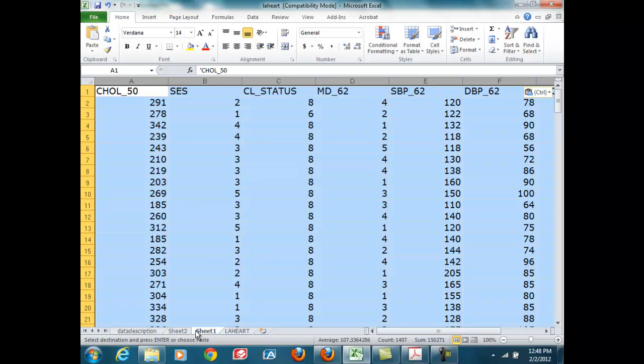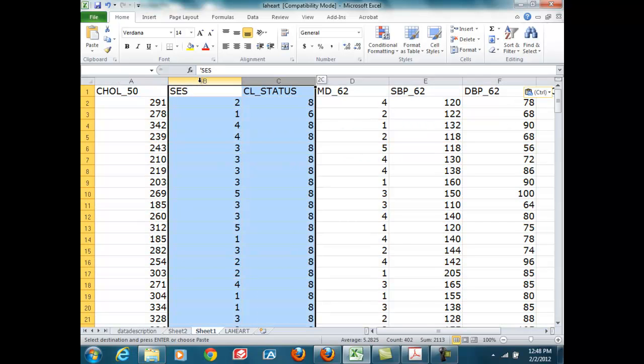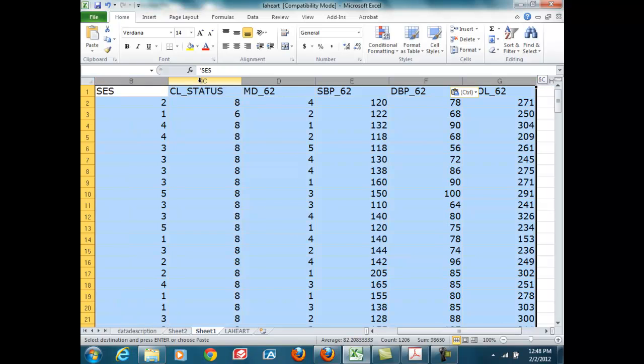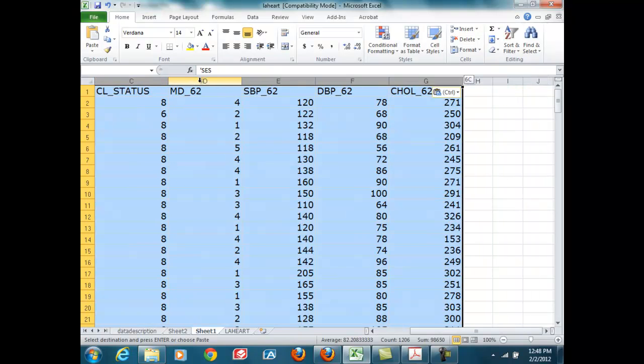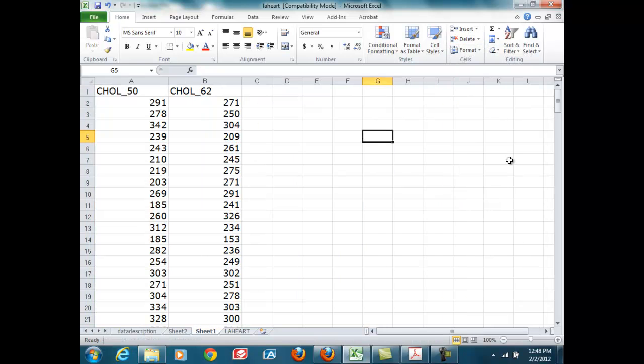Okay, good. And we are looking at cholesterol. So let's get everything else out of the way other than cholesterol. All right, so delete sheet column. Okay, so this is what? This is the cholesterol of the subject in 1950. And this is the cholesterol of the subject in 1962.